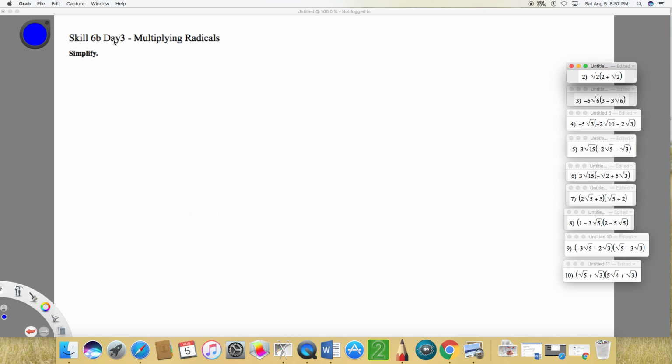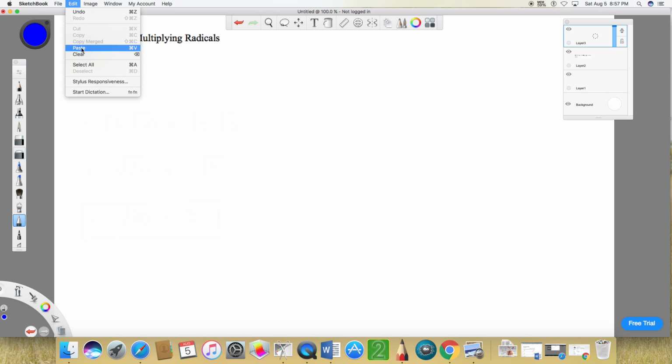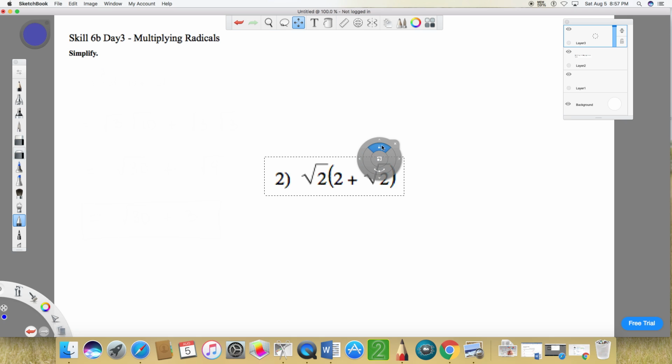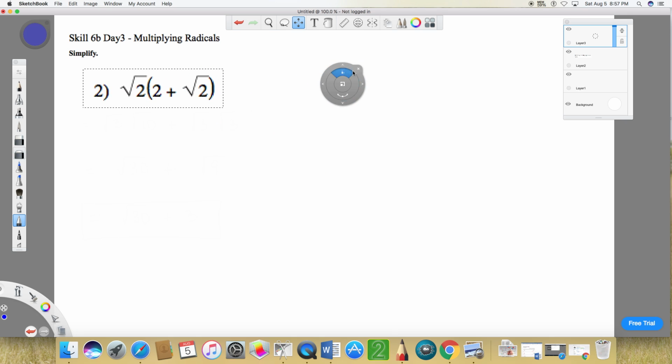In number 2, it's similar. We again have two factors. Factors are separated by multiplication or division. So this first factor is square root 2. The second factor has two terms, 2 and the square root of 2. When you're multiplying a monomial times a binomial, the multiplication distributes over addition or subtraction. So each term inside the parentheses gets multiplied by the square root of 2.